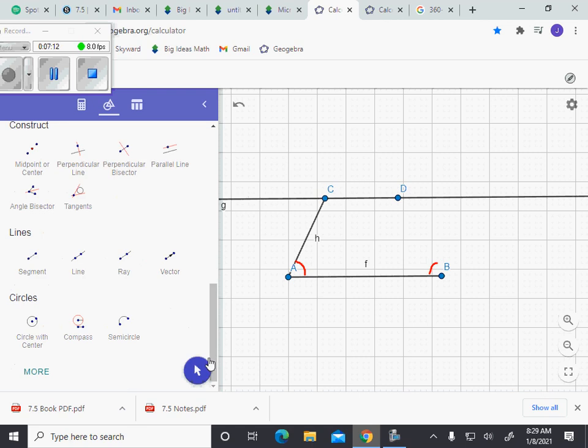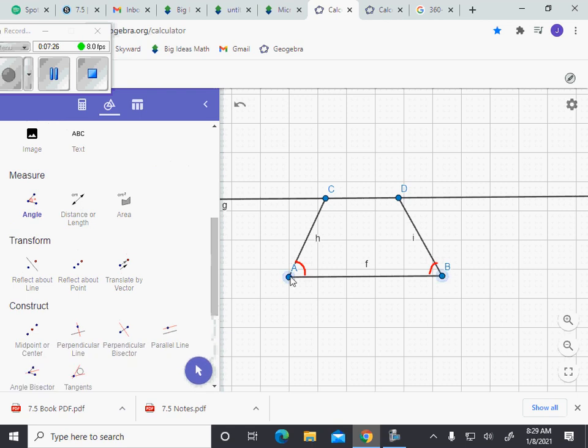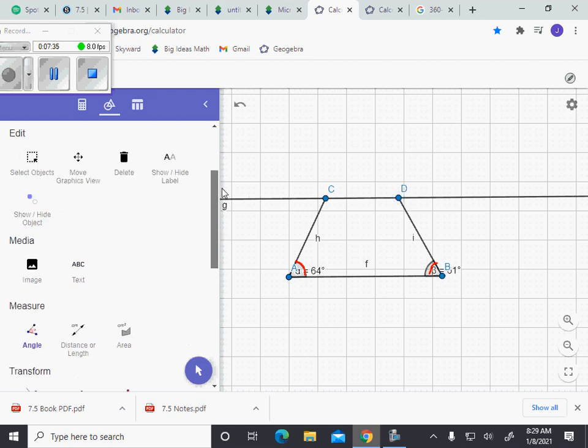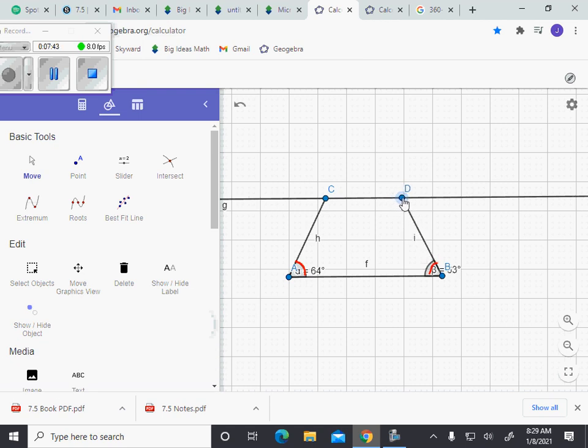Okay, so I drew my segment here. That might help with that visual. There's my trapezoid. But I need those base angles congruent. So how do I do that? I need to go to my angle measure. Okay, that angle is 64. What's B? It might be close. 61. Okay, so I need to make a little bit of an adjustment here. I need to move point D to 64. There we go.